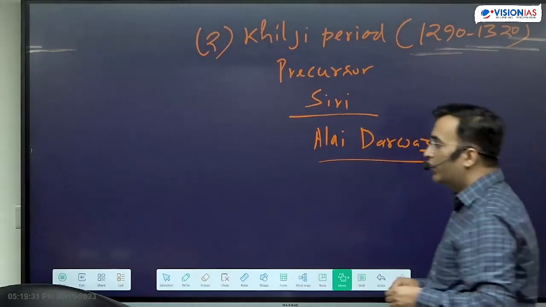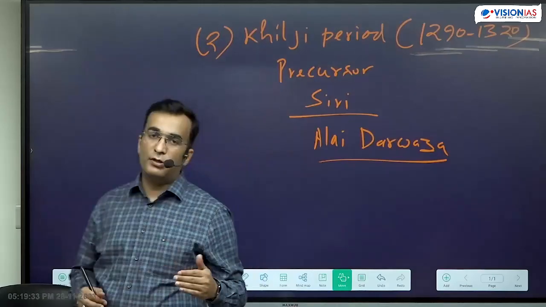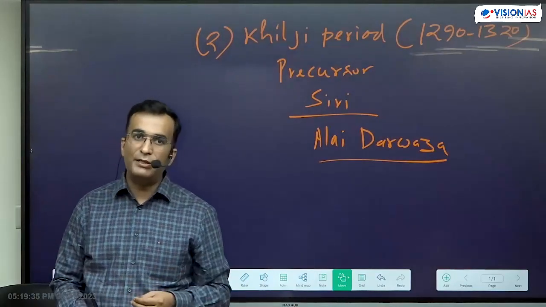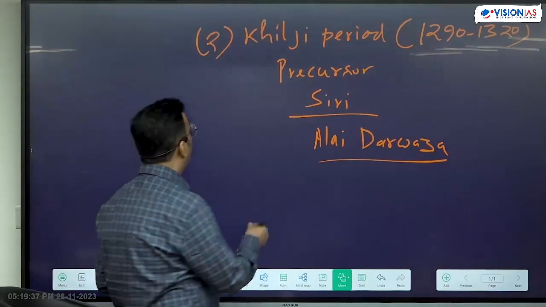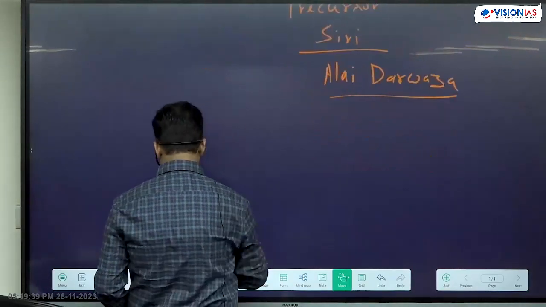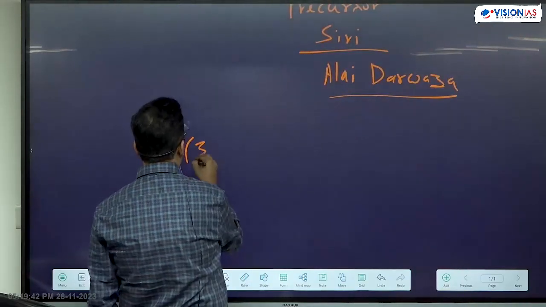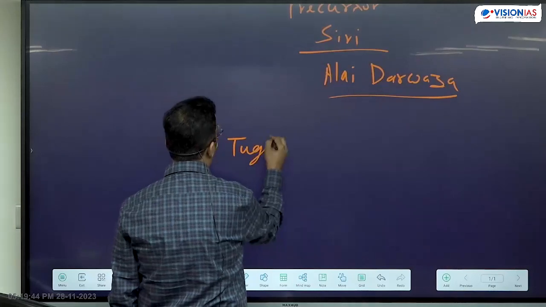So now further. This is what there is about the Khilji period. Now after the Khilji period, the next period is the Tughlaq period. So mention third is the Tughlaq period.